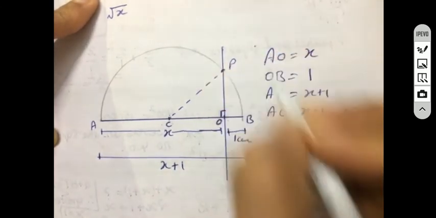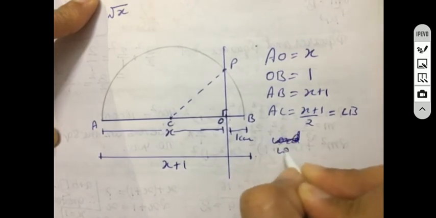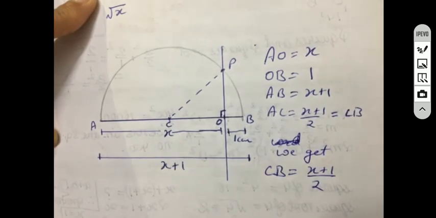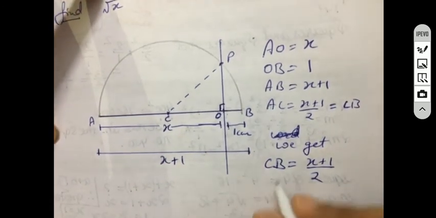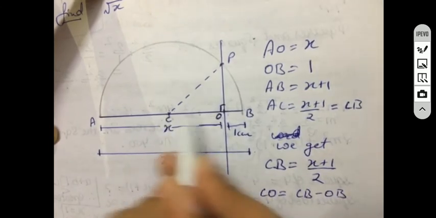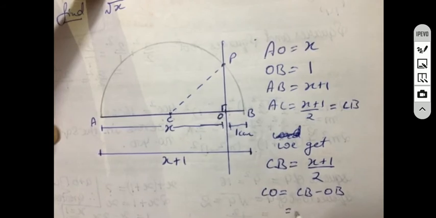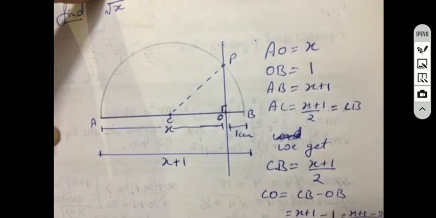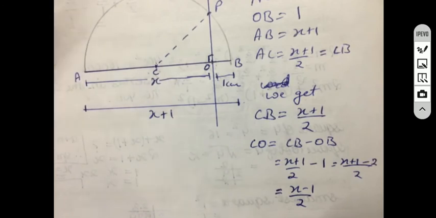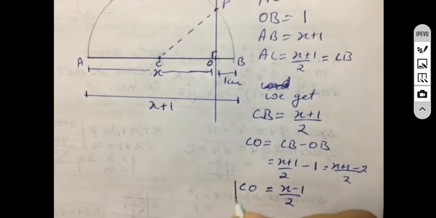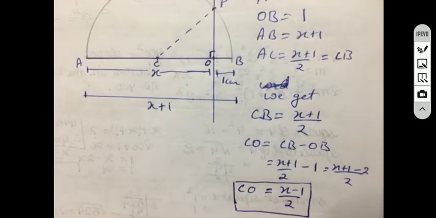What we got: CB equals (x plus 1) by 2. CO will be equal to CB minus OB. CO is actually CB, from the whole just subtract OB. CB was (x plus 1) by 2 and OB was minus 1. The result will be (x minus 1) by 2 after taking LCM. It will be (x plus 1 minus 2) by 2. Is this clear to all of you? Now, next portion, we got CO. CO is (x minus 1) by 2. This much is clear to everyone.